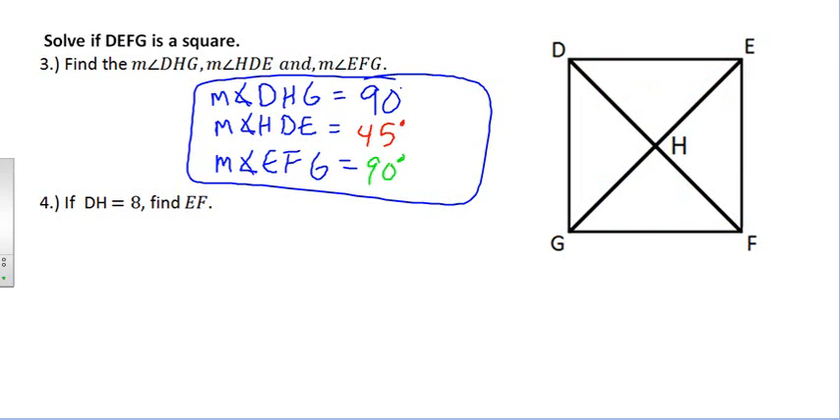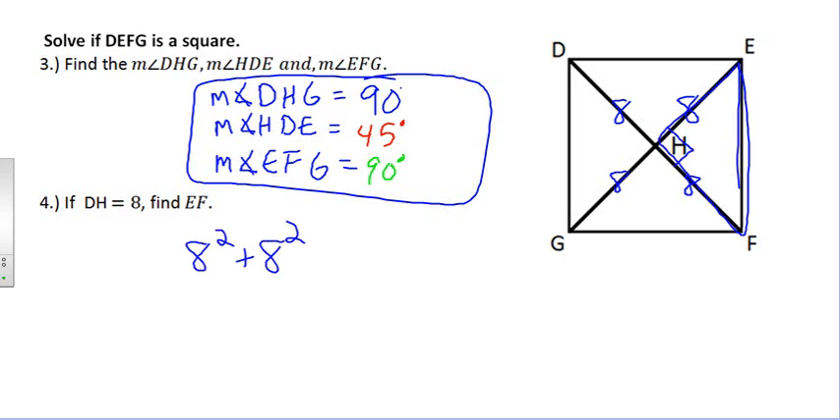Well, if DH is 8, that's part of my diagonal. I know the other part here as well. Since diagonals are congruent on a square, because a square is a rectangle, these pieces here are also 8. So on this right triangle here, because diagonals are perpendicular on a rhombus and a square is a rhombus, I have another right triangle. I can do Pythagorean theorem.